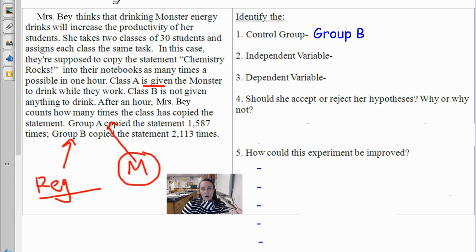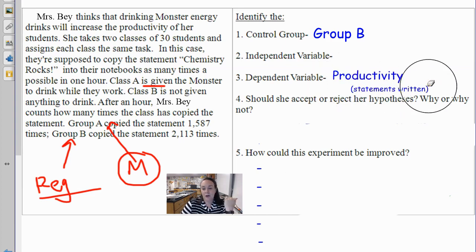So I always like to pick the measuring one first because I can tell with the numbers which one has numbers. So you can say we're measuring the copied statements. So what is that defining? That's helping us define the productivity. So the dependent variable I like to do first. You don't necessarily have to, but I know that the productivity, or how many statements that they wrote, is going to be the dependent variable.